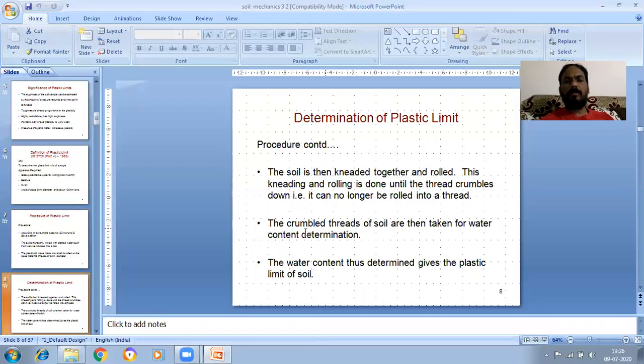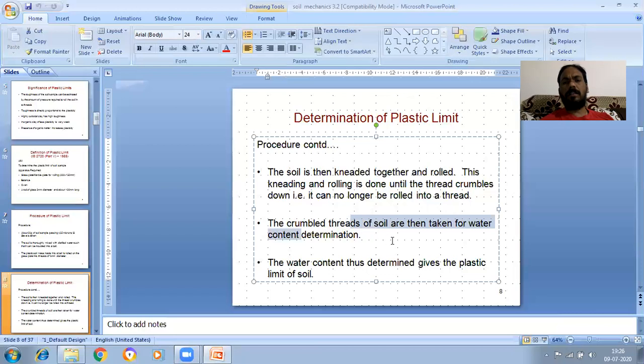Next, the crumbled threads of soil are then taken for water content determination. We need to determine what water content is present in the soil at that time. The water content thus determined gives the plastic limit of the soil. What does it mean? At that stage, the soil is ready to crumble, not crumbling actually. That's why it is the plastic limit, because it is the boundary condition between the plastic state and semi-solid state.